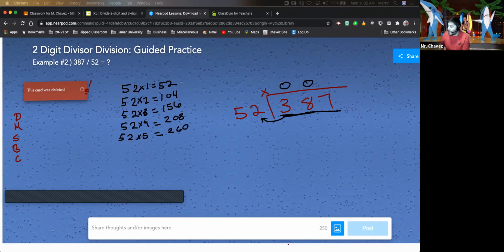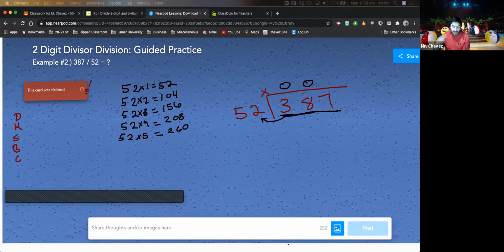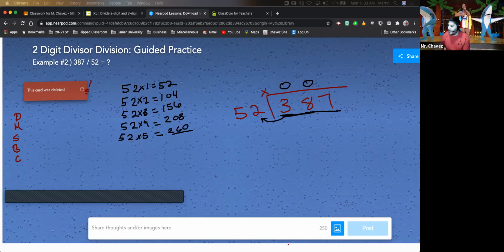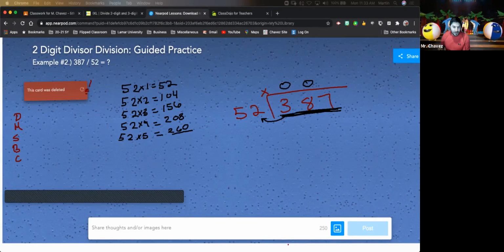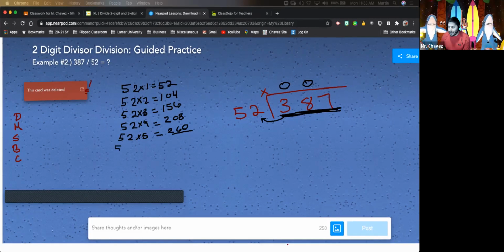Now we're looking at this piece. 387 is bigger than 52, so now I can do it. But as you can see, the biggest number I have is 260. I need to find something that's closest to 387. So it looks like I need to add more dominoes. So let's add some more.